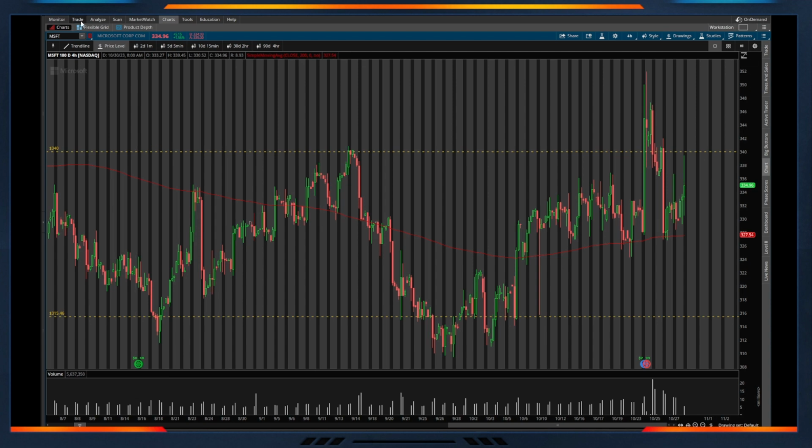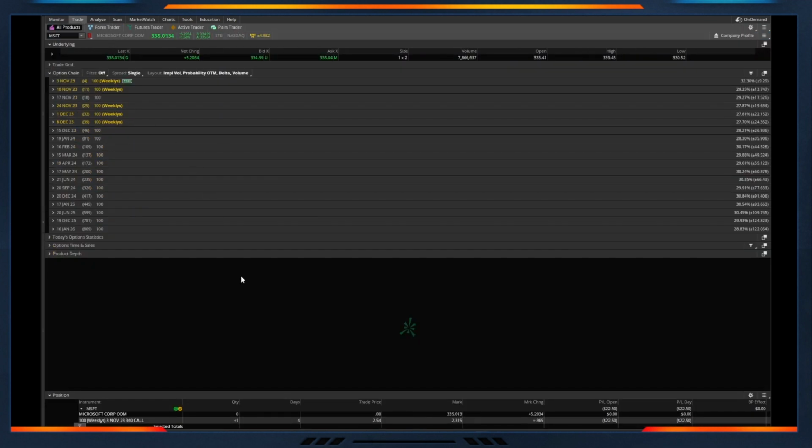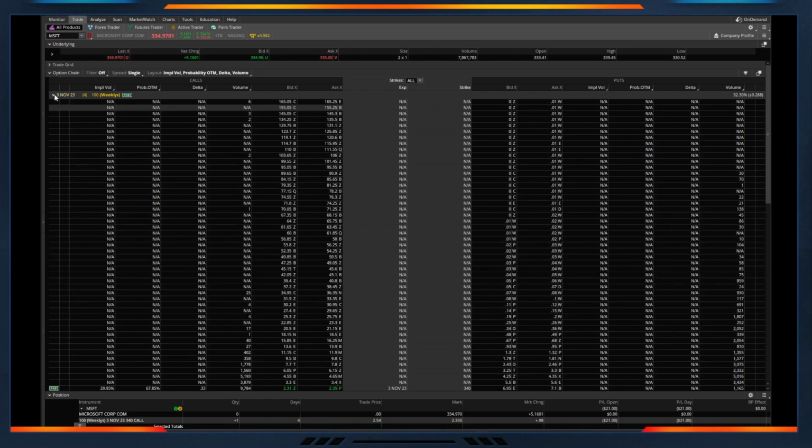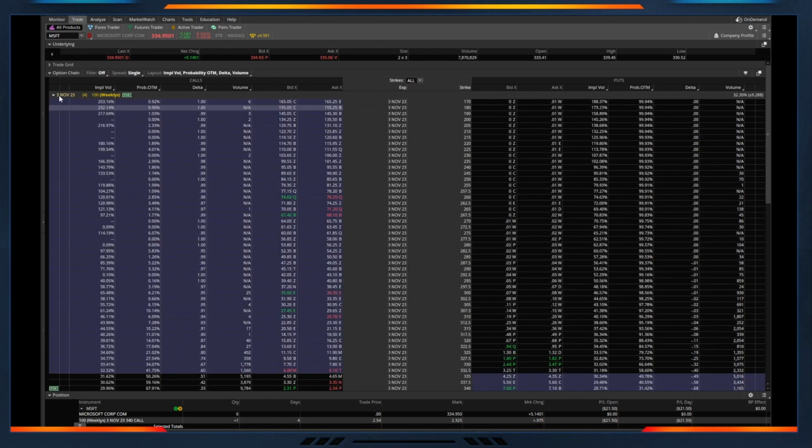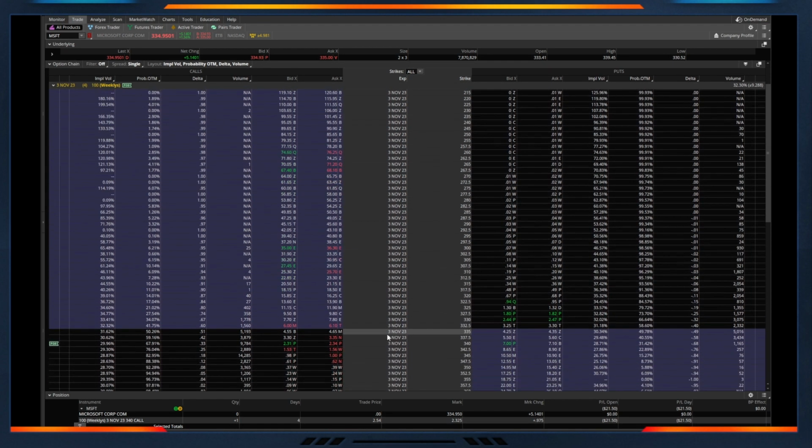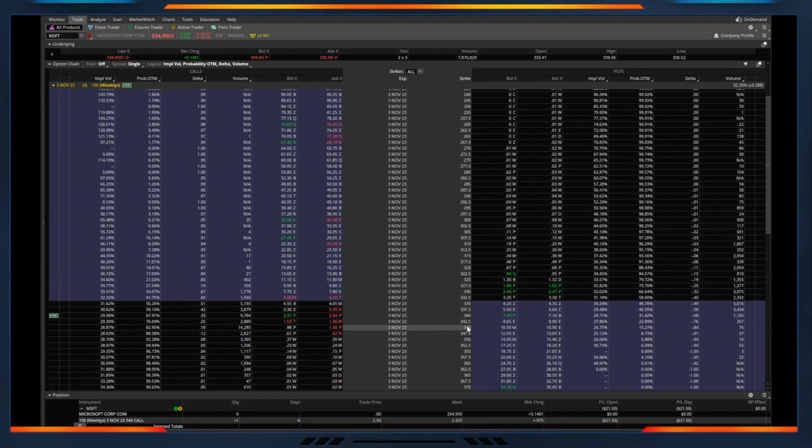If we move over to the options chain for Microsoft, we'll look at the option contract that I actually traded. I'll open up this November 3rd panel, and this will pull in all of the different strikes. And we'll look at that 340 call. We'll see the strike chain has all of the different prices.